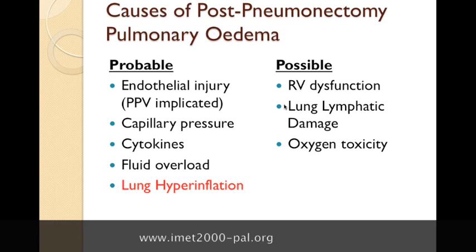Other postulated causes: right ventricular dysfunction. Obviously, if they have a dodgy right ventricle to begin with (dodgy is an Australian word for impaired), then we stress that right ventricle by reducing the pulmonary vascular bed and increasing pulmonary vascular resistance. That can contribute to pulmonary edema. The lymphatic drainage of the lung is halved, as we said. And oxygen toxicity: theoretically, we get oxygen-free radicals if we give too much oxygen. But again, that's theoretical.